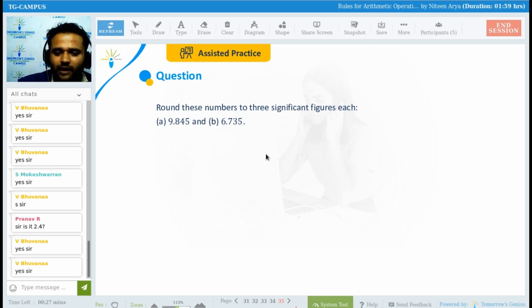Do this quickly, and after these two questions we have a test, and how you opt for the test I am going to let you know. Just do these two questions quickly. There is one and there is another one, and then we are done with the theory part. Round these numbers to 3 significant digits.